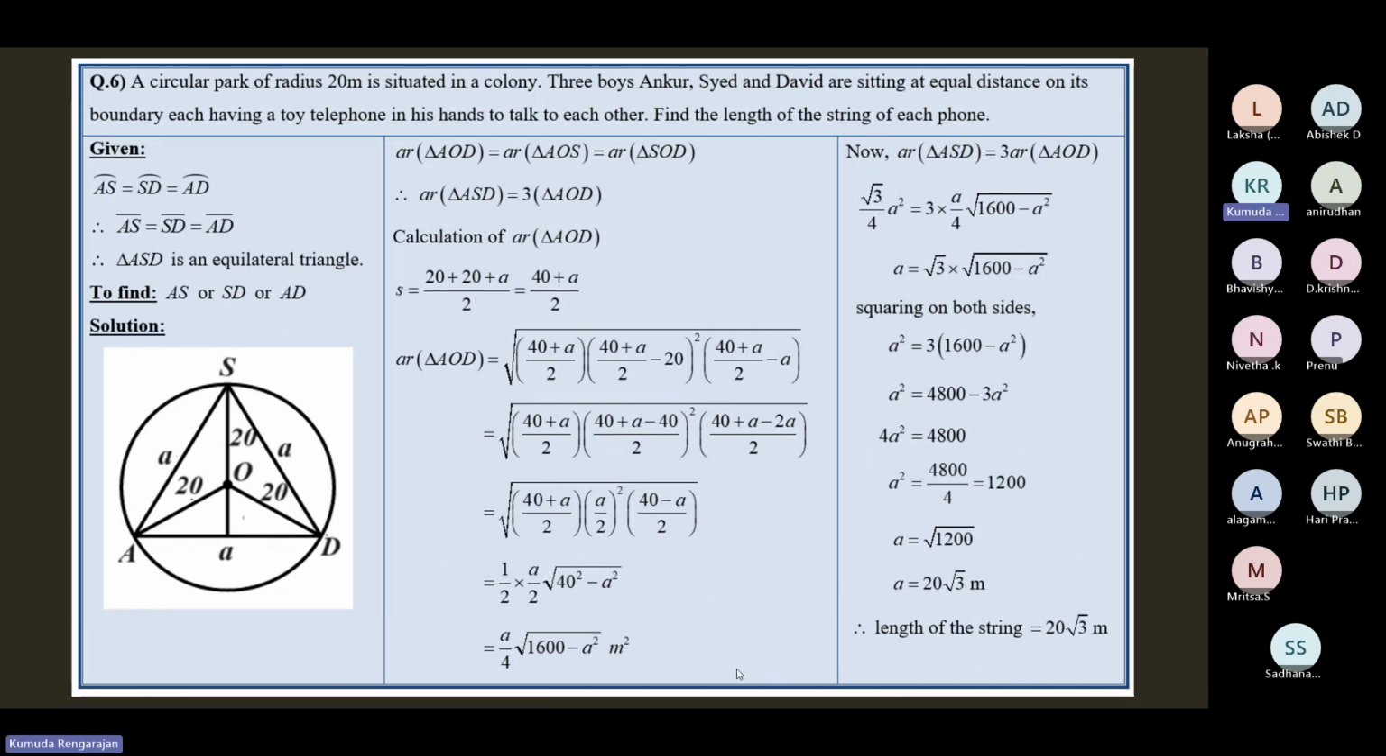So you just have to remember the idea because you know how to use Heron's formula. The idea is to divide the whole triangle. Triangle ASD is equilateral. Divide the whole triangle into 3 smaller triangles, and you should use this equation that the area of the whole triangle ASD is equal to 3 into area of triangle AOD. Now the area of this triangle we know is √3/4 into a square. Area of this triangle you should find using Heron's formula. That's what we have worked here.